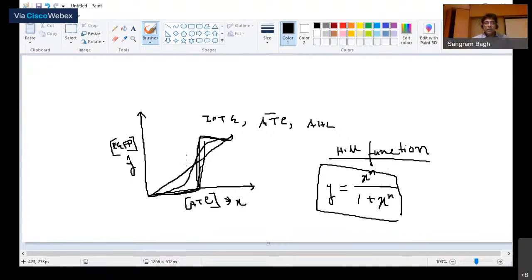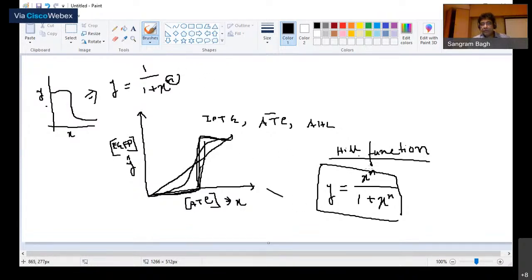The Hill function could also look like this. Forget about this AND gate, but in another application, maybe your protein or metabolite, instead of going through this kind of transition, may come down like this. In that case, the Hill function in simple form would look like 1 divided by 1 plus x to the power n, where this n, either this n or that n, is called the Hill coefficient.